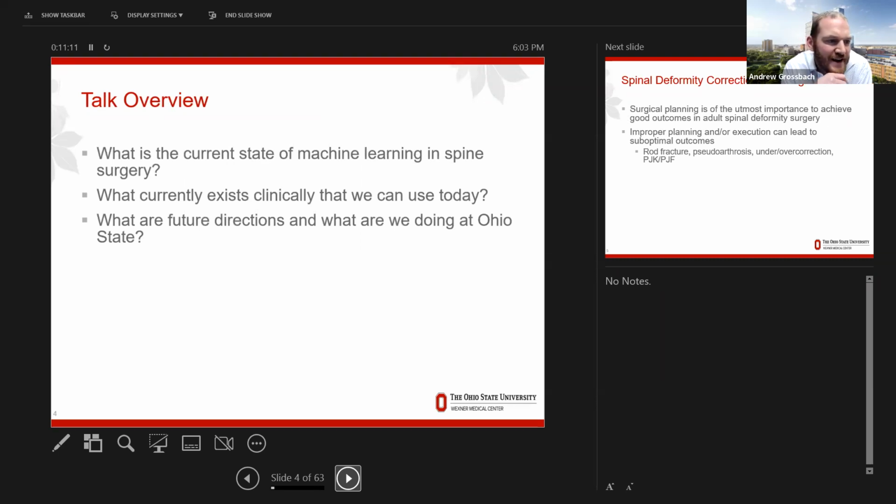So today I'll be talking about the current state of machine learning in spine surgery, what currently exists, what we can use clinically, and what some future directions are and what we're doing at Ohio State.